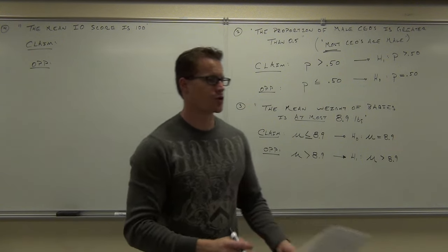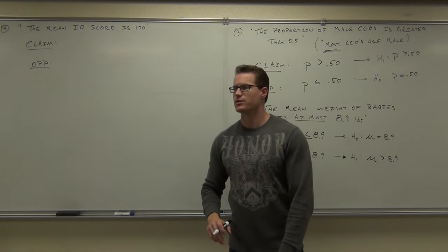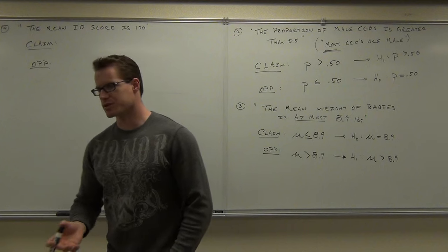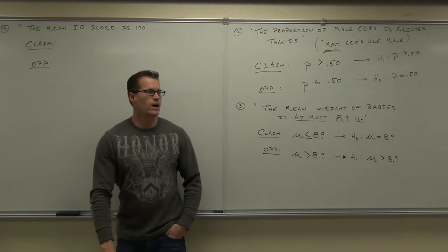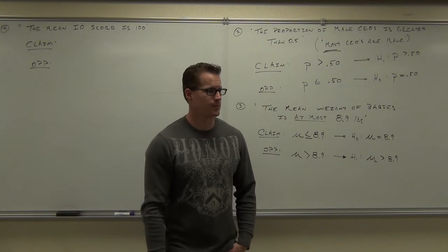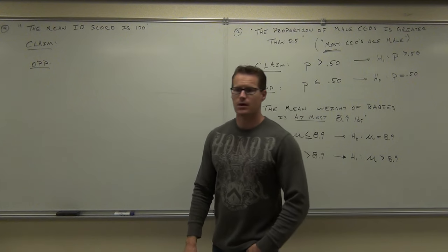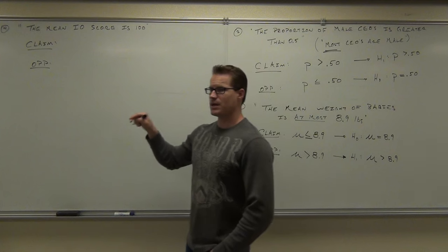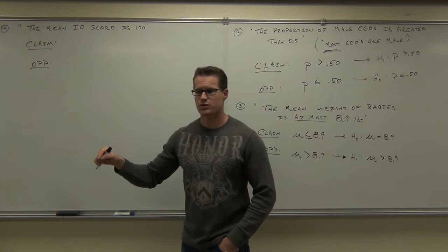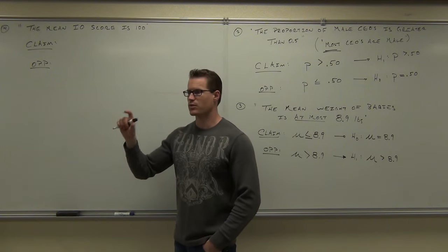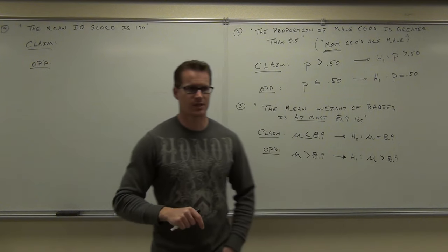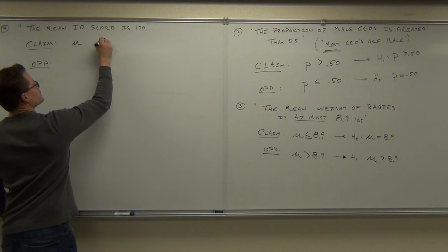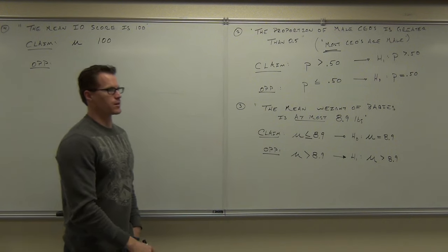First thing you're going to do is look for your claim. So I want you to identify on your own whether you're dealing with a proportion or a mean. Usually it's pretty obvious what you're dealing with. And write down the appropriate symbol. Now, with that statement, write down mean is equal to, or greater than or equal to, or not equal to, or less than or equal to, or greater than, or less than 100, because that's the value you're given. So you should have mean and you should have 100 and you should have some symbol between there.